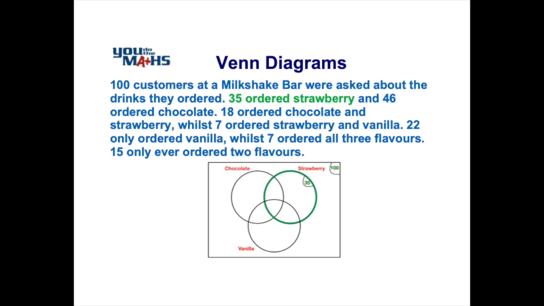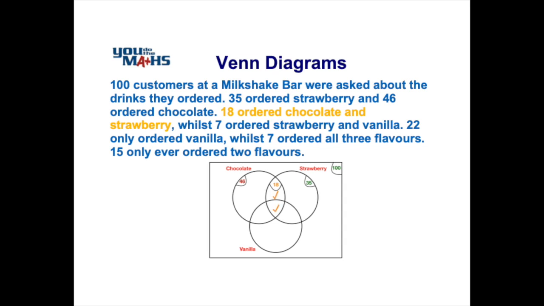when we put those numbers into those parts of the circle. The next bit of information we have is that 46 people ordered chocolate, and we'll put that in a part circle on the left-hand side of the chocolate circle. We also have 18 people ordered chocolate and strawberry, so that's the overlapping part of those two circles. You'll notice there that we put ticks in the overlapping part of the chocolate and strawberry circles.